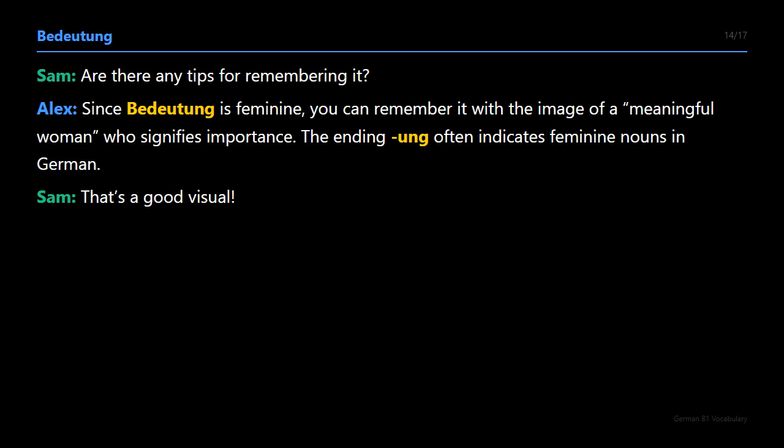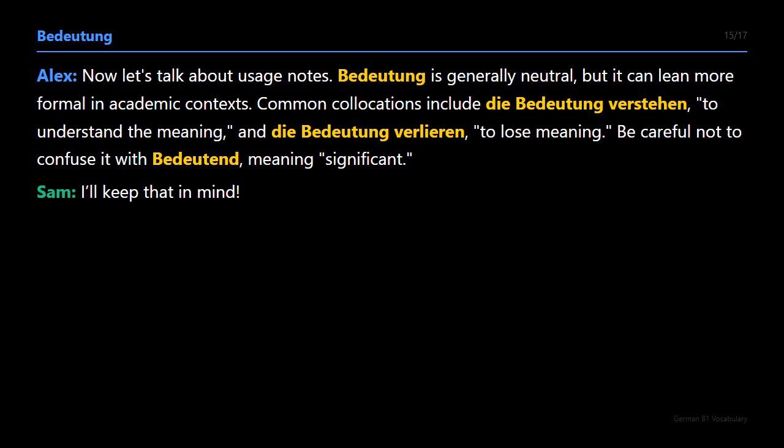Since Bedeutung is feminine, you can remember it with the image of a meaningful woman who signifies importance. The ending -ung often indicates feminine nouns in German. That's a good visual. Now let's talk about usage notes.